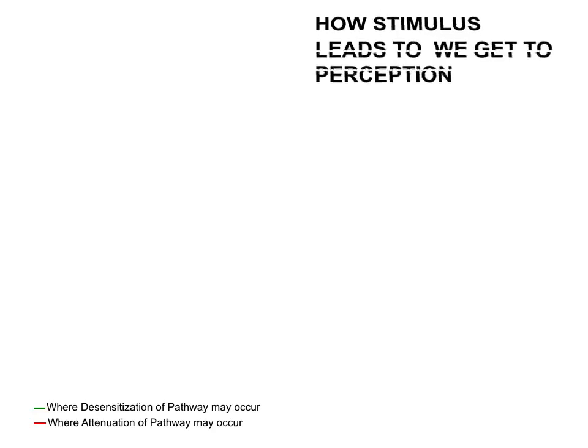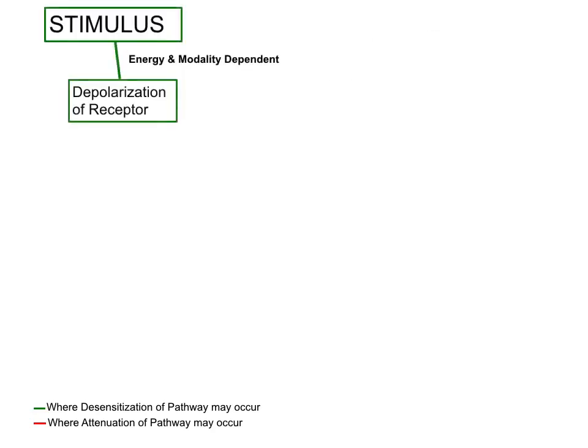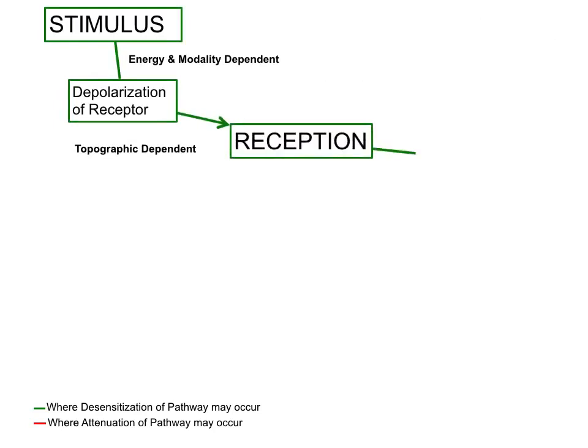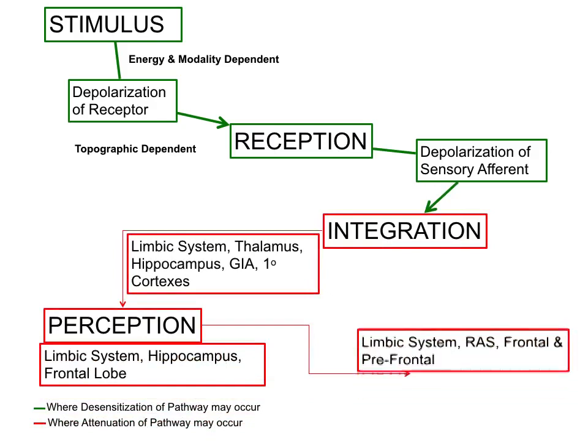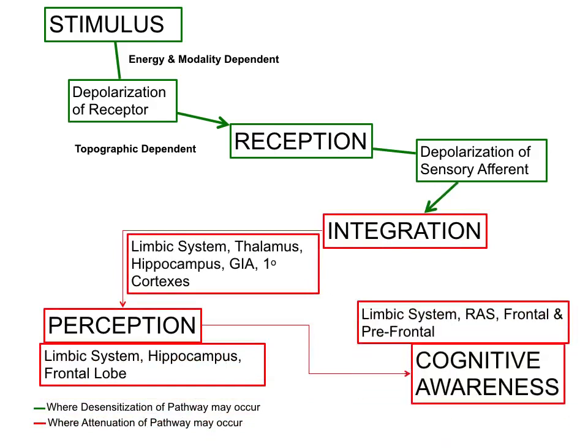So let's take a look at how we're able to process the stimulus. So we start with the stimulus. The stimulus is going to lead to reception. This reception is based off of depolarization of the receptor, which is going to be based off of what type of stimulus we're dealing with, which we call energy and modality dependence, and where within both the body as well as where within the receptor this stimulus happens to be, what we call topographic dependency.